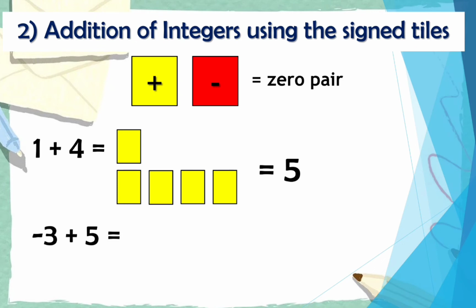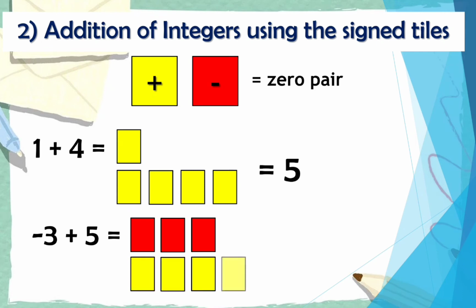Next, negative 3 plus 5. So, first addend muna tayo. That is negative. So, gagamit tayo ng red tiles. Ilang red tiles? 3. So, 1, 2, 3. That is negative 3. Plus, positive 5. So, dahil positive, yellow ang gagamitin natin. 5 yellow tiles. So, 1, 2, 3, 4, 5.